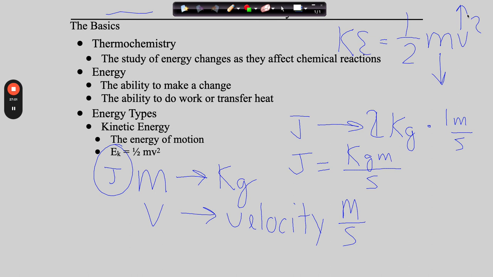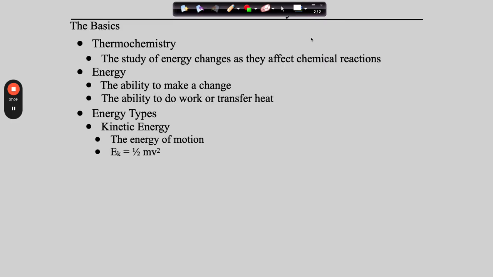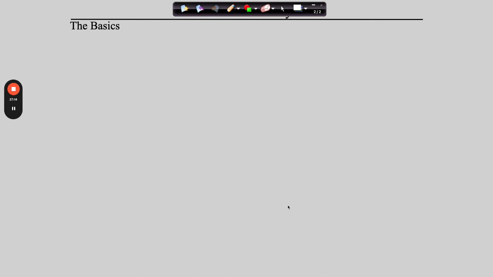So, guys, you good on these ideas? All right, here we go. Let's see what happens. That's good. We're good there. Are we feeling pretty comfortable with kinetic? All right. So, guys, let's go potential.